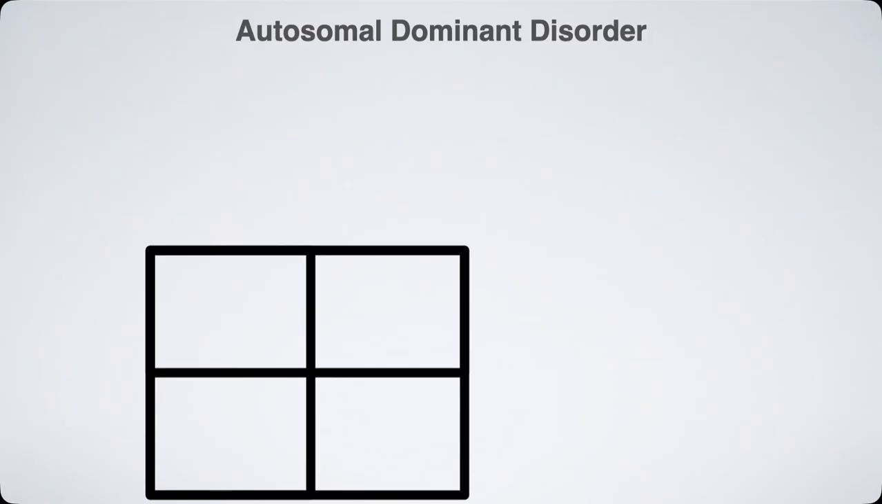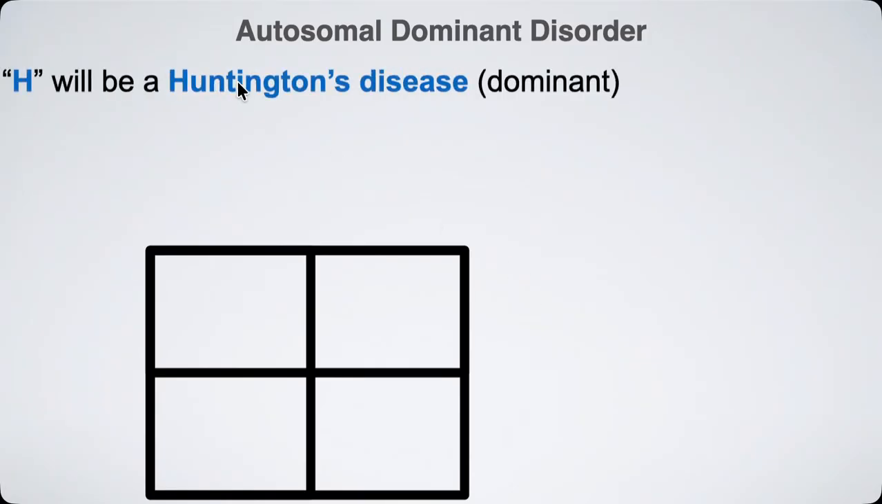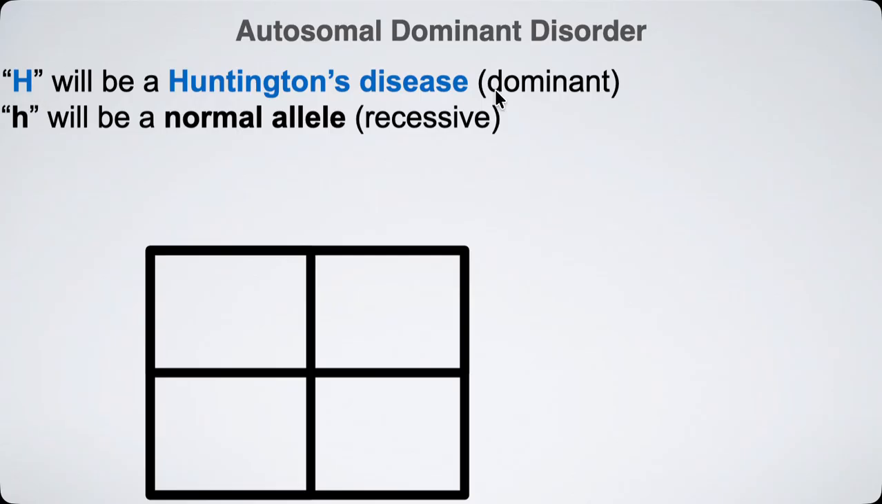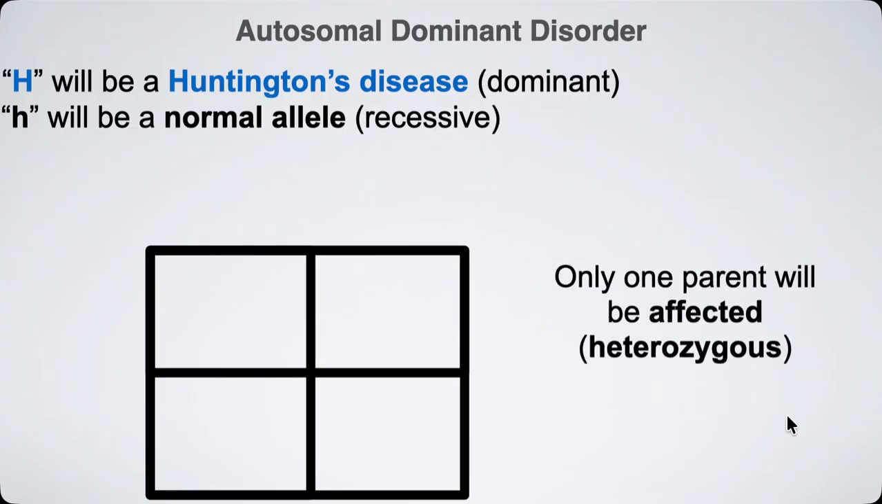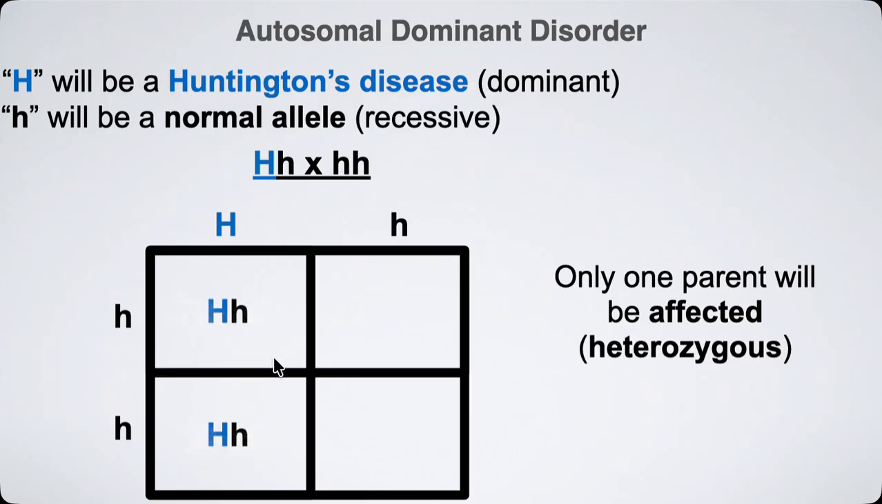So let's pretend that we're drawing a Punnett square for an autosomal dominant disorder. Capital H is Huntington's disease. Remember, it's dominant, so the capital letter is the one with the disease for this one. Lowercase letter h is going to be normal. Only one parent is affected. So we have, again, a capital letter H and a lowercase letter h. The other parent, unaffected, has two lowercase letter h's. These two children are going to have Huntington's disease. These two children are not going to have Huntington's disease.